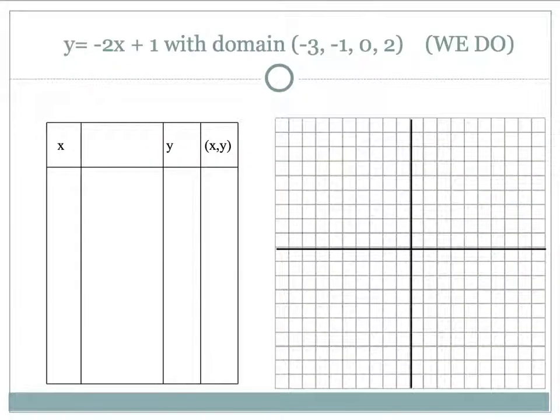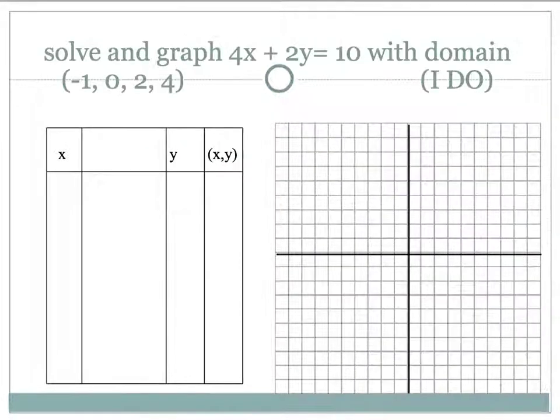Okay, I'm going to skip through this one as well and go on to the next one in your packet. So here we have 4x plus 2y is equal to 10. There's two ways that we can do it. We can fill in using this form, which is a little bit different. It's the standard form. So if I put in negative 1 for x and 0, 2, and 4, basically I only have the domains. I only have the x values and I have to determine what the y values are.